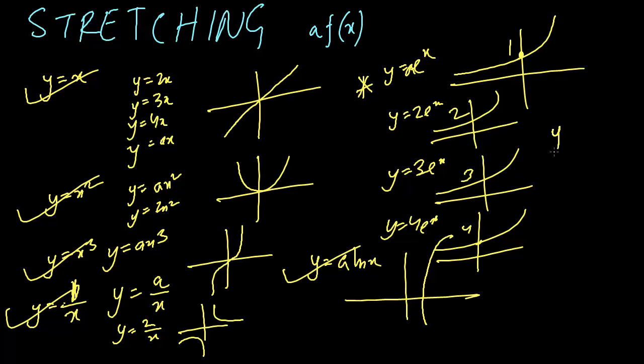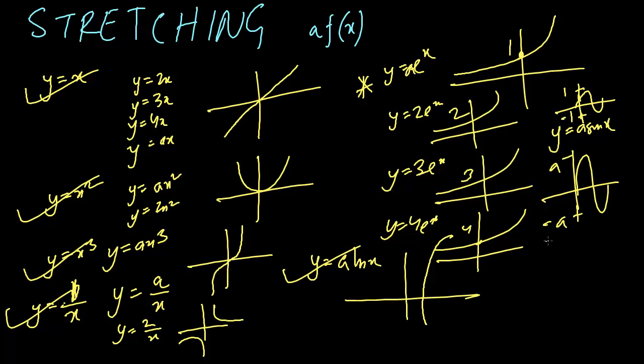For example, y equals a sine x would be affected. Previously it is plus 1 and minus 1. This is plus 1 and this is minus 1. So it would be a and a. This would be plus a and this would be minus a. That's how sine x would be affected. Cos x will be affected. Previously cos x was just plus 1 and minus 1. Now it will be plus a and minus a. So this will be plus a and this would be minus a.